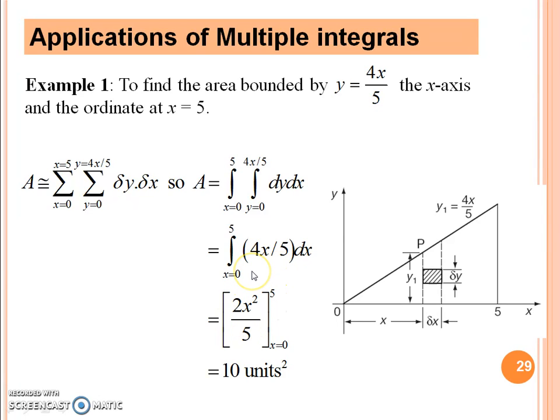So now we write the area as the double integral, x varying from 0 to 5, y varying from 0 to 4x by 5, dy dx. We solve the inner integral first and obtain its result as 4x by 5. Then we solve the second integral, x varying from 0 to 5, of 4x by 5 dx, and we obtain the result as 10 units square. So this is the area obtained by using a double integral.